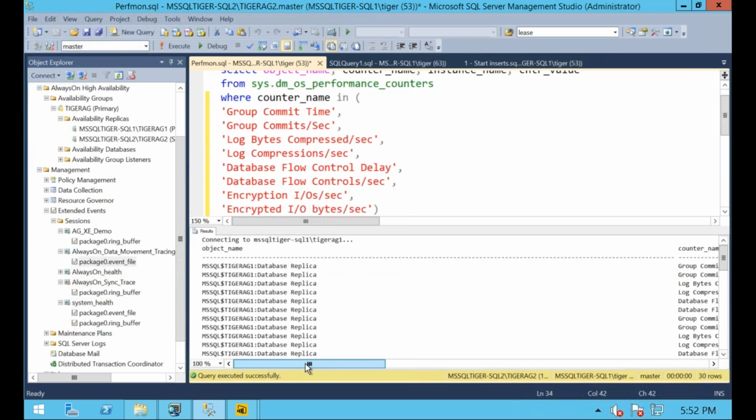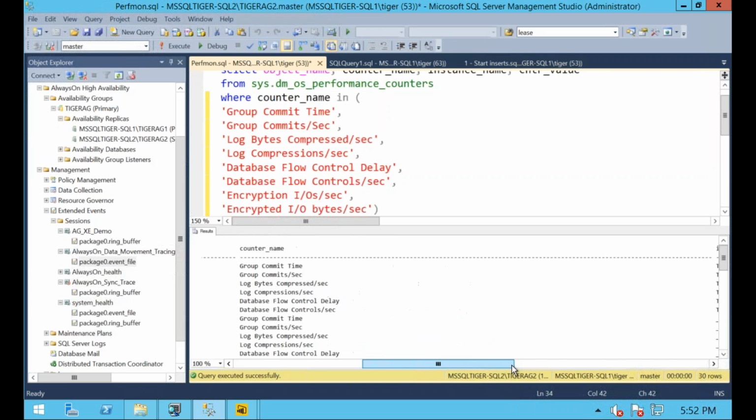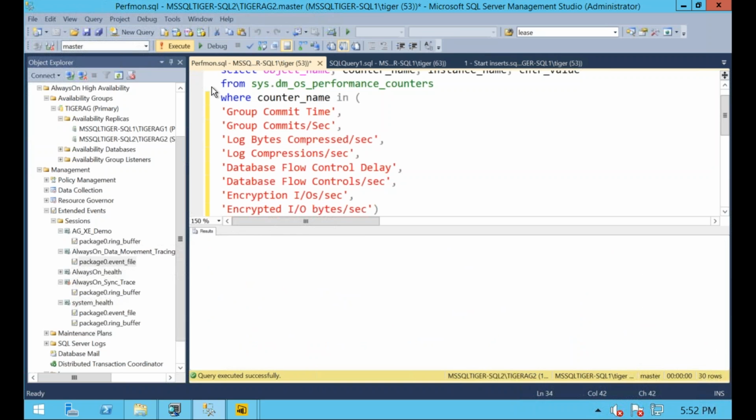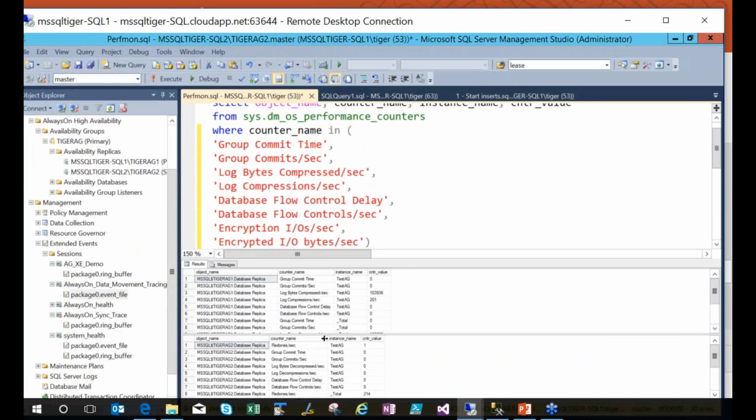If you look at the event, the object name is database replica, the counter names include group commit time, and all of these show up per database replica. Let me switch to grid. And all of them show by instance name. The instance name here is the database which is part of the availability group.